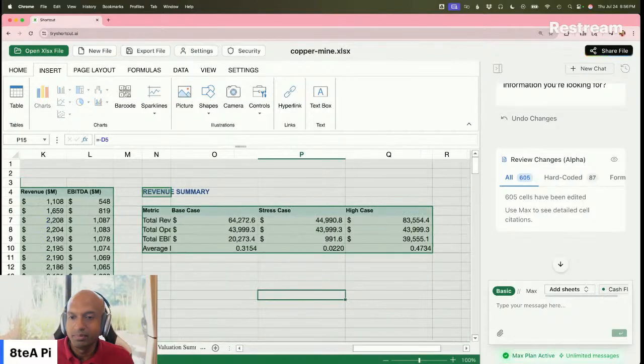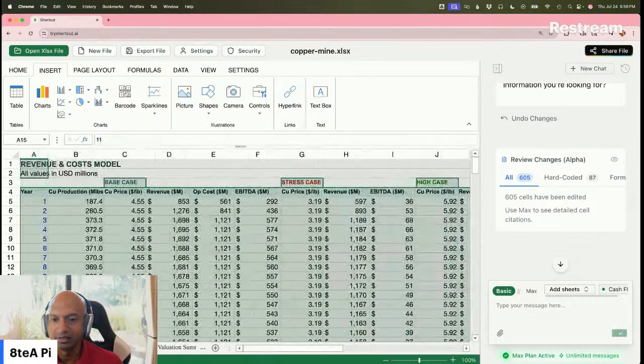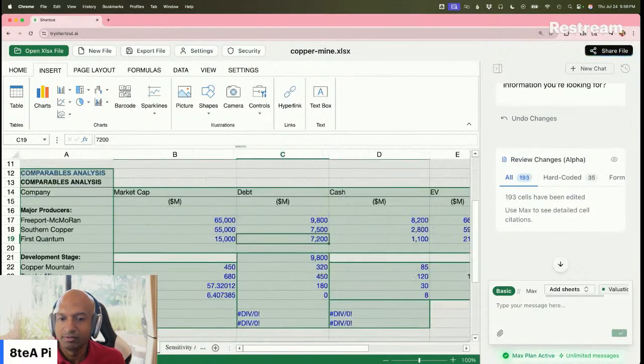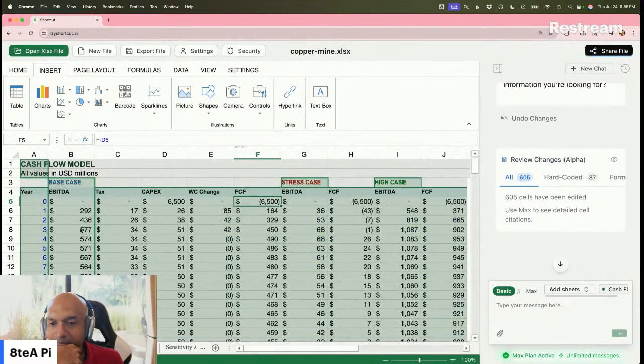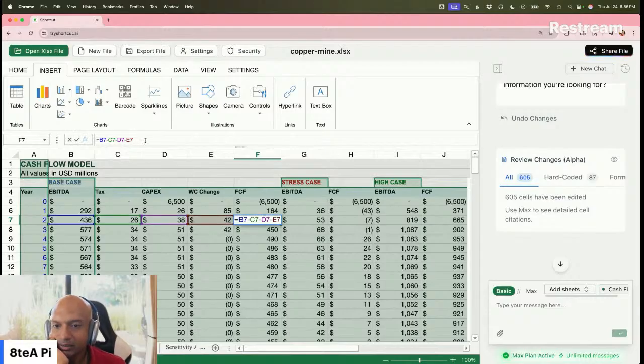So I should, by doing that, go to revenue and cost F5. I end up in P15. So that is a bug probably. That's probably like a tiny bug for the developers. All right, let's look at cash flow: EBITDA, tax, capex, working capital change, free cash flow. It used EBITDA minus tax.